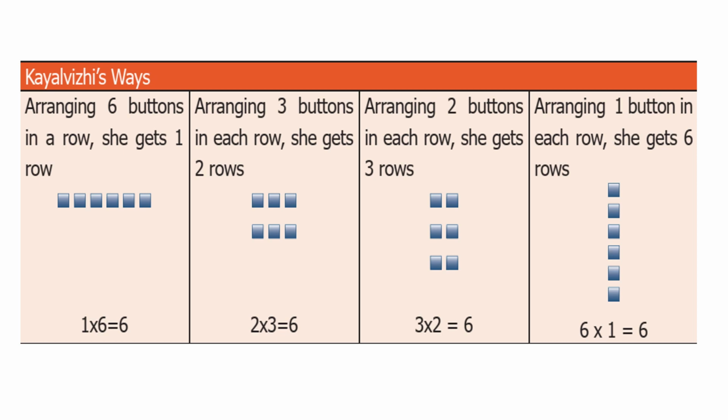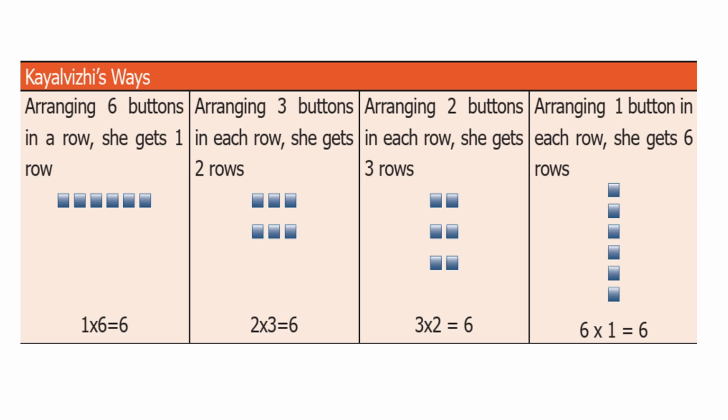Kayalvizhi is arranging in 4 ways. First 6 buttons in one row, and 1 button in each row, so 6 rows, and 3 buttons in each row, so she gets 2 rows, and 2 buttons in each row, so she gets 3 rows. So totally 4 ways, and the factors of 6 are 1, 2, 3 and 6.